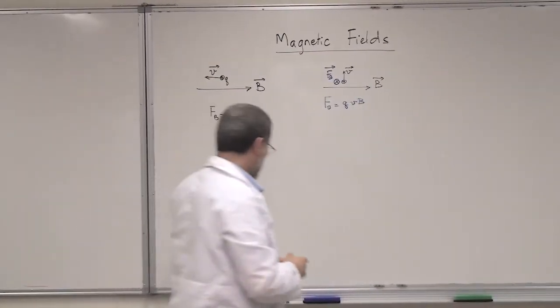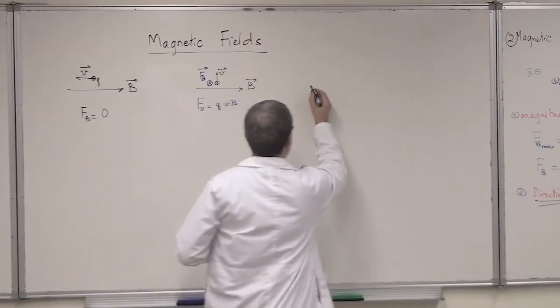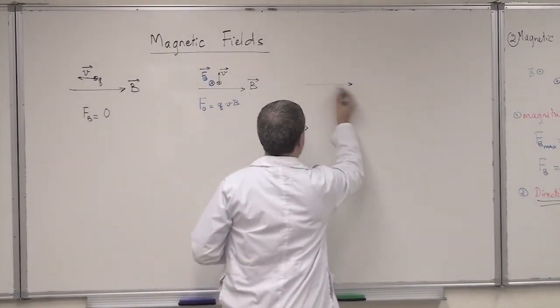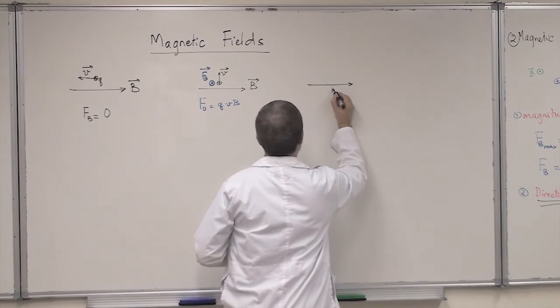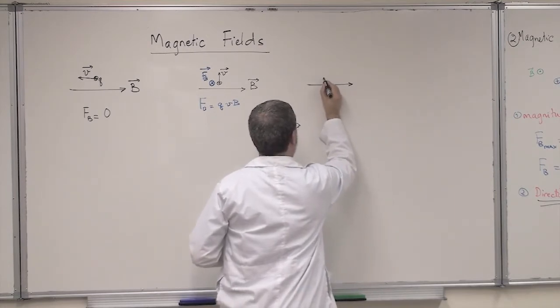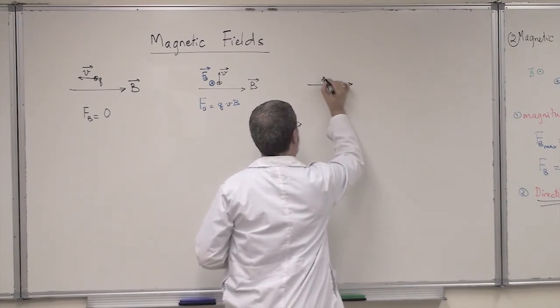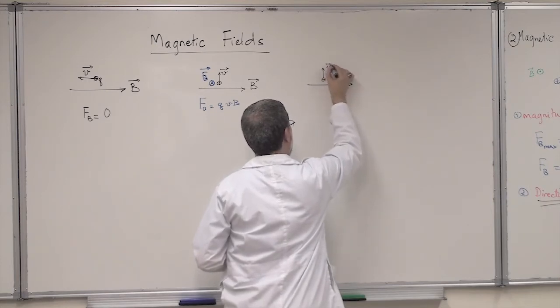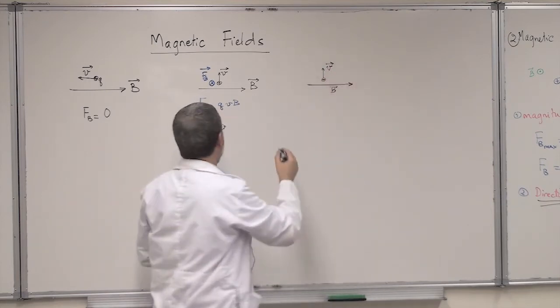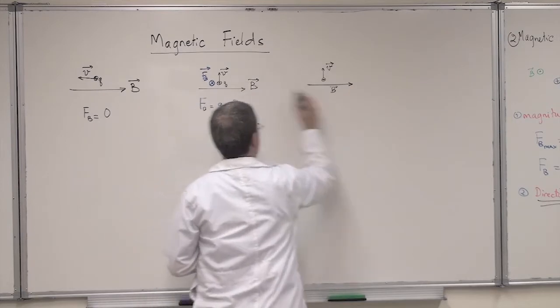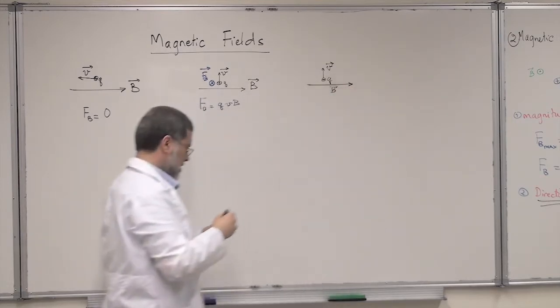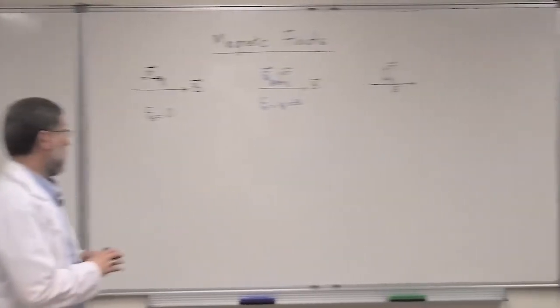Now let me show you another example quickly. Here my B is in this direction. I have a negative charge going upward like this. But the charge Q is now negative. The charge is negative.